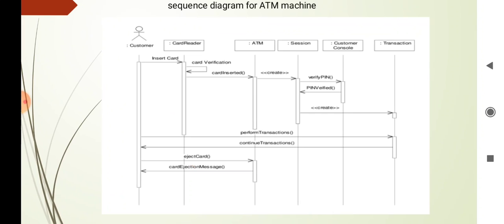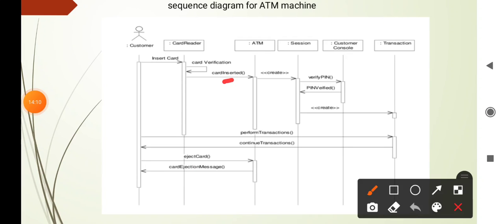Then the first step is to insert the card. The customer inserts the card into the card reader, then card verification, and the card is inserted. Then it creates a message to the ATM, create, then verify the PIN, then console to customer. Then when the PIN is verified, get the message. Then when the message is verified, create the transaction and perform the transactions, and also continue the transaction to the customer. Then eject the card from the ATM machine, so it is connected to the ATM. Then card eject, and the message is received by the customer.